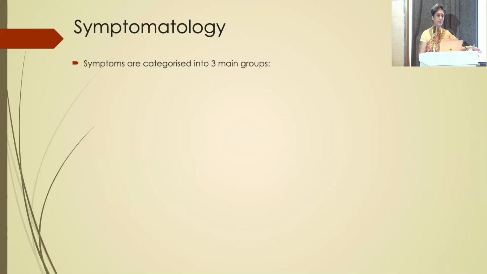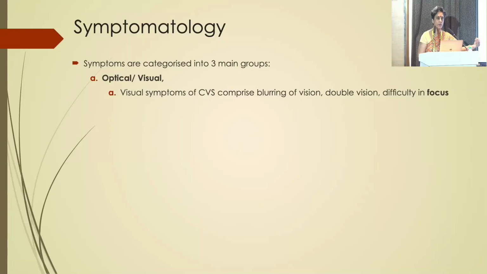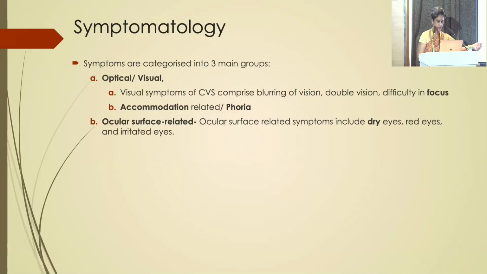Yeah, so the symptoms I would like to divide into 3 groups. This is not some known classification, but it's easier to remember this way. First, some optical or visual symptoms. These can be related to the focusing issues or the accommodative issues related to the phorias. And of course, the second set is dry eye, dryness, irritation, burning. So all these ocular surface related, those coming to the cornea and surface disease specialist.